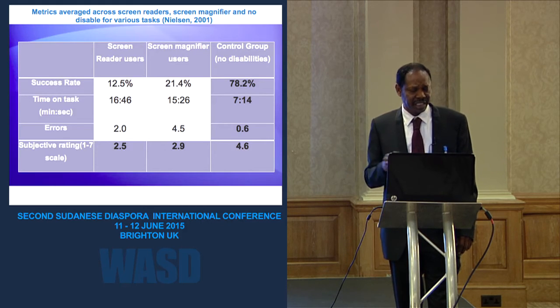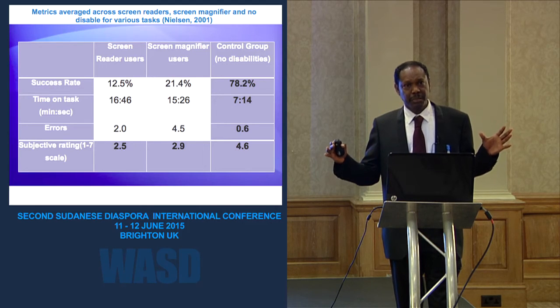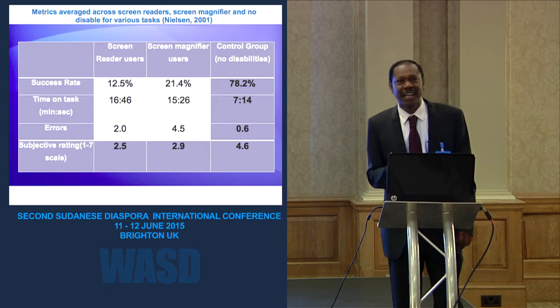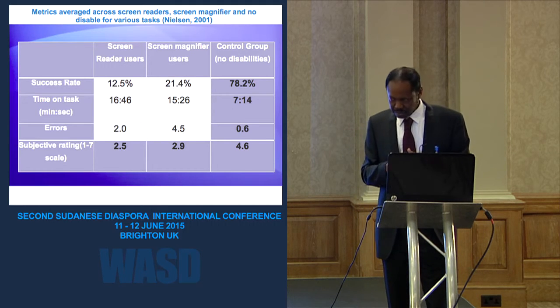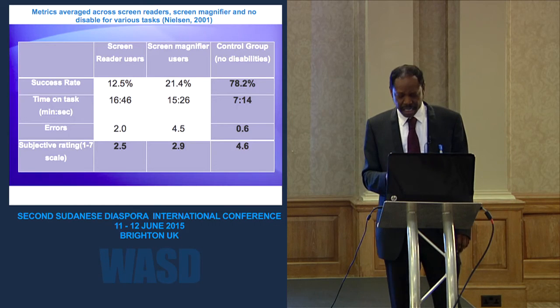For the satisfaction rate on a scale from 1 to 7, you will see blind and visually impaired people at 2.5, but non-disability at 4.6. So from 1 to 7. So this is the metric used by Nielsen when testing with screen readers and magnifiers.